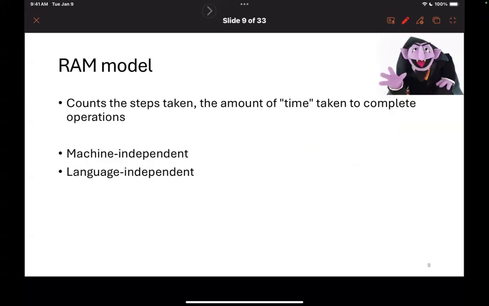So in this model, our goal is to count how many steps get taken, how much quote unquote time is needed to complete all of our operations. In this way, we can look at the code itself, which means we're machine independent and language independent. We can look at any language and say, I can read these steps. This is 10 steps. It doesn't matter what language I wrote it in or what machine I run it on. It still takes 10 steps.